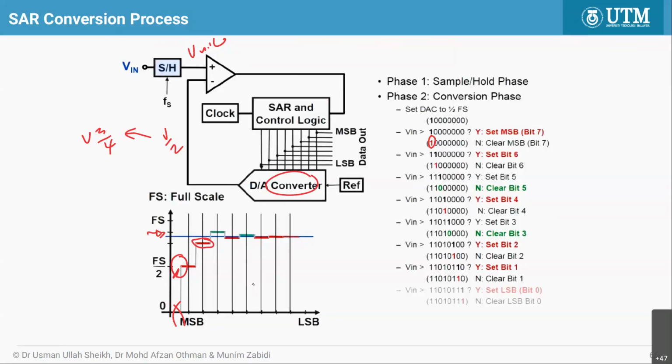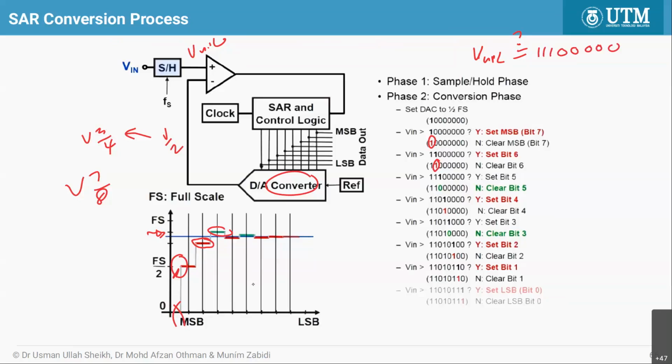Now you can see that the voltage is still higher than this. So second clock cycle, you will fix the second bit. Third clock cycle, I think here in this example, it will try Vref 7 by 8. It will compare the V unknown with 1 1 1 0 0 0 0.